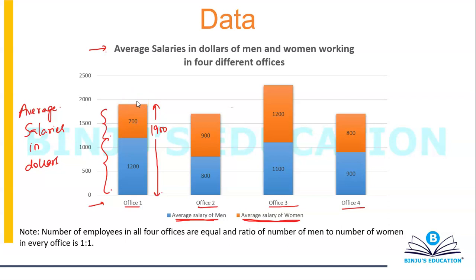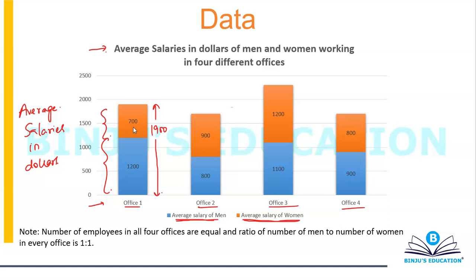So this is basically how you read this bar graph. For office 1, the average salary of men is 1200, that of women is 700. For office 2, the average salary of men is 800, that of women is 900. For office 3, the average salary of men is 1100, that of women is 1200. For office 4, the average salary of men is 900 and that of women is 800.